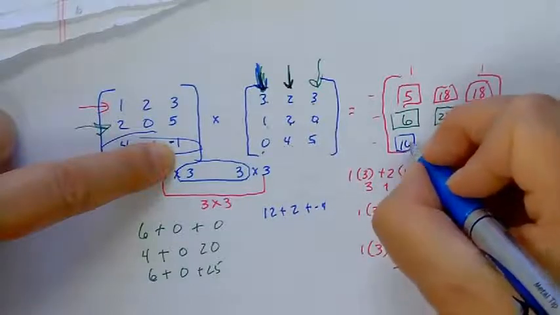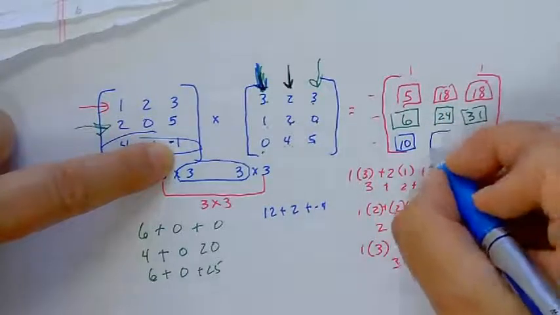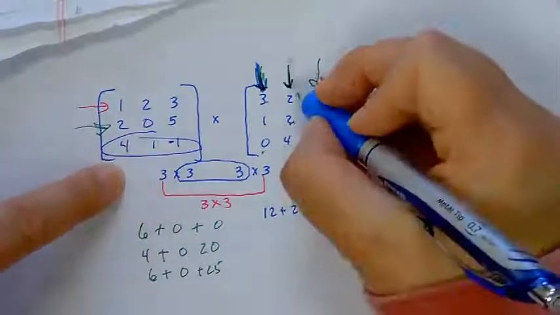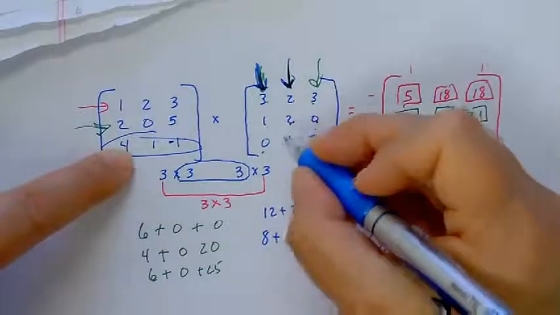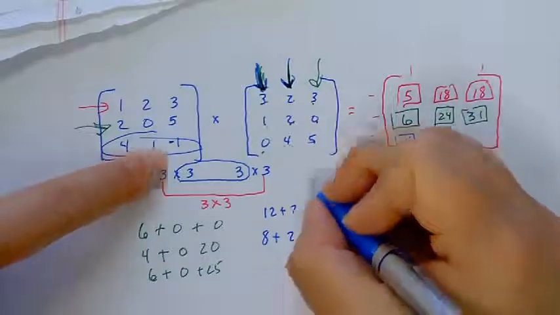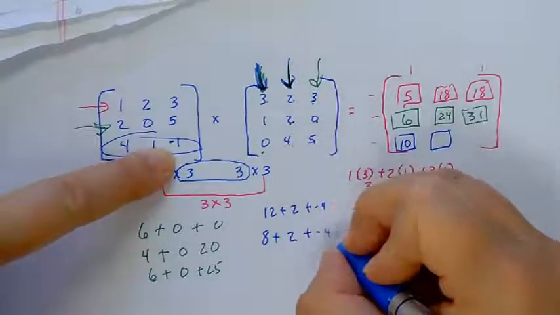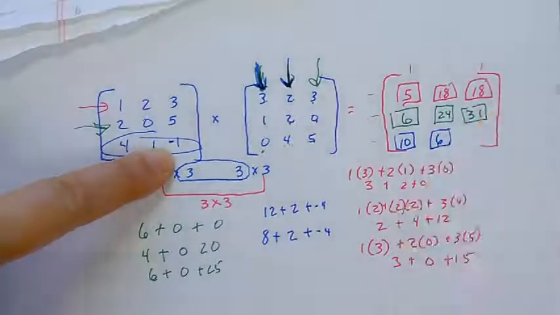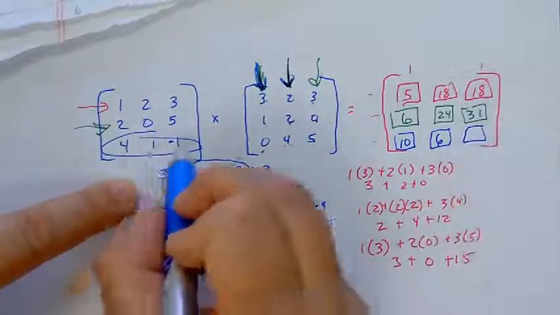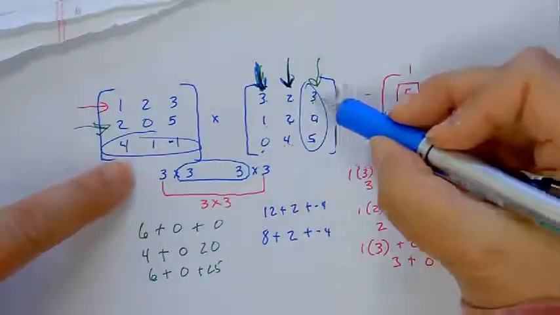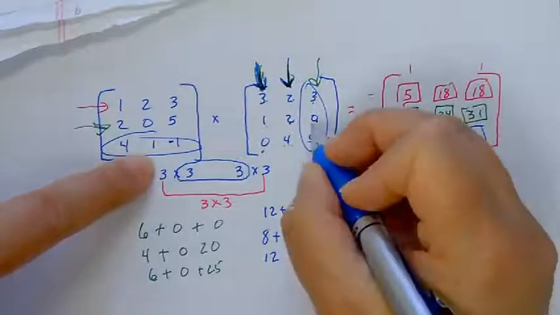This is row 3, column 2. 8 plus 2 plus negative 4. 6. And then the last spot is row 3, column 3. So row 3, column 3, 12 plus 0 plus negative 5.